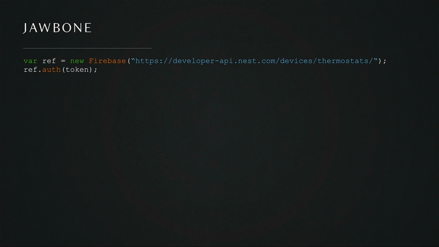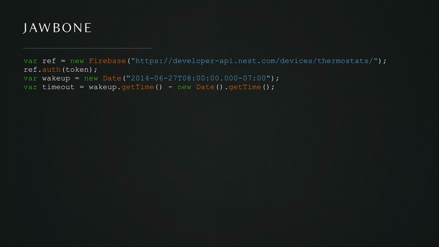So let's walk through this. This should look very familiar by this point. Connect to Firebase, authenticate with a token. I'm going to compute a wake-up time. This is setting an alarm earlier in the evening. Set the timeout for when I should set my target temperature, and pick a target temperature. Usually this is presented in the UI of the integration we're doing. This call is a little bit different. This is not ref.on, this is ref.once.